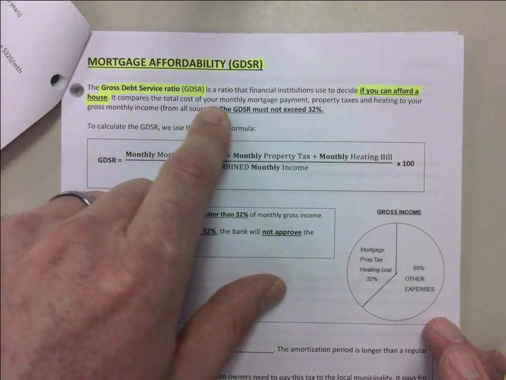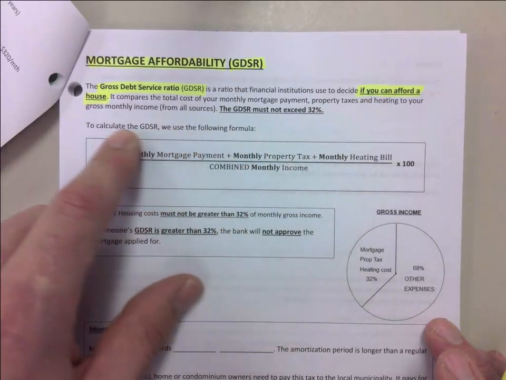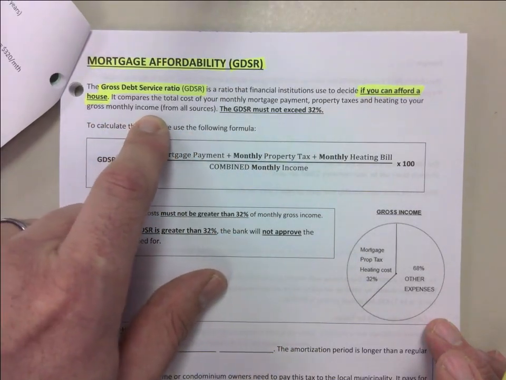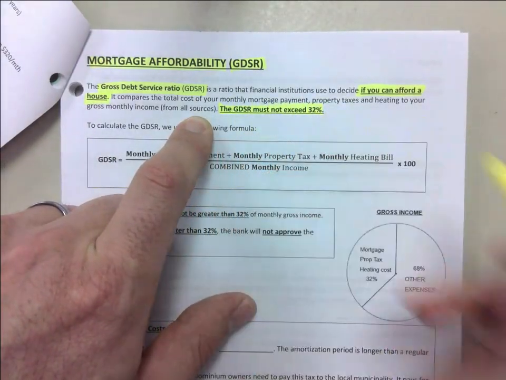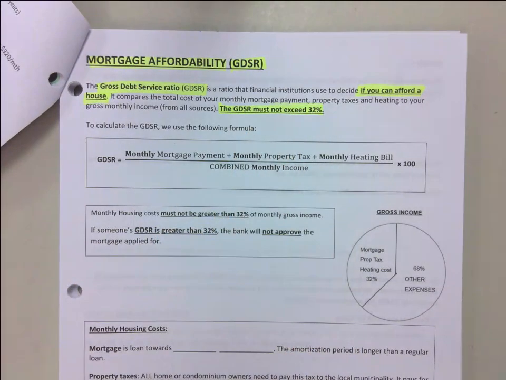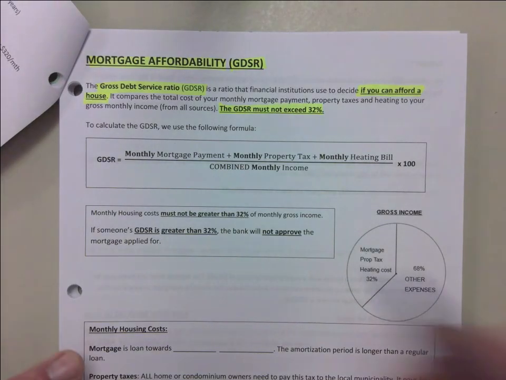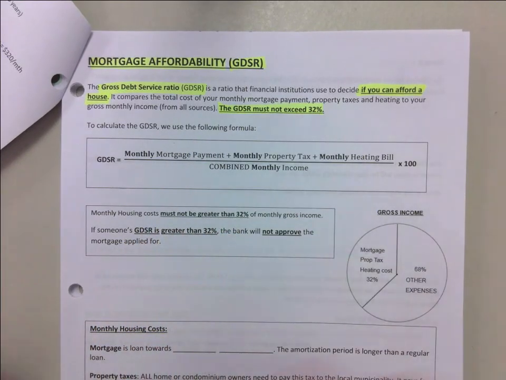It compares the total cost of your monthly mortgage payment, your property taxes, and your heating to your gross monthly income from all sources. The GDSR must not exceed 32%. So that's like the magic number for GDSR. That's like our line that we cannot cross. Okay? To calculate the GDSR, we use the following formula.